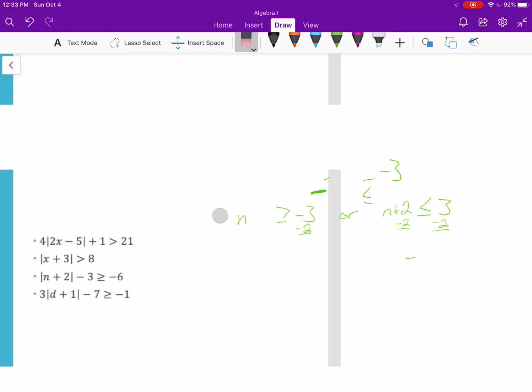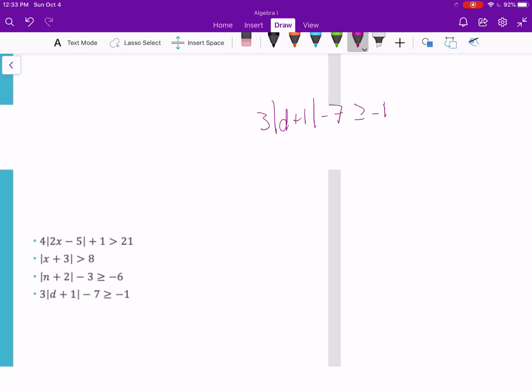All right, and our last example here, we're going to take 3 times the absolute value of d plus 1 minus 7 is greater than or equal to -1. Add 7. 3 times the absolute value of d plus 1 is greater than or equal to 6. Divide by 3. Absolute value of d plus 1 is greater than or equal to 2.